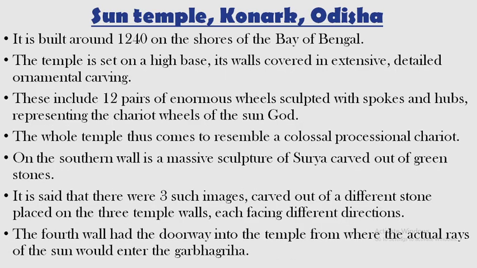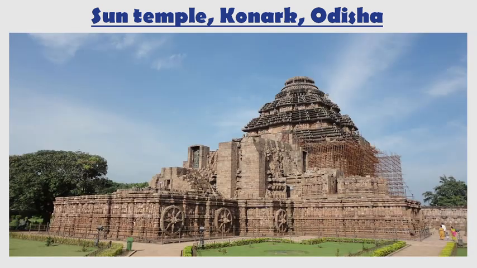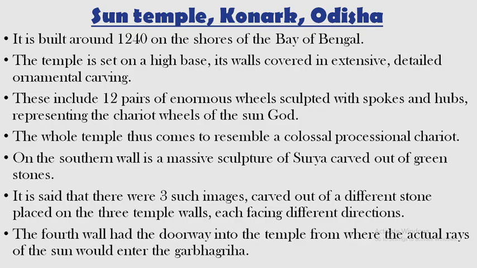So the first temple we'll describe here is the Sun Temple, which is in Konark, Odisha. So this is the Sun Temple and it is in Konark of Odisha. It is built around 1240 on the shores of the Bay of Bengal. The temple is set on a high base, its walls covered in extensive detailed ornamental carving.